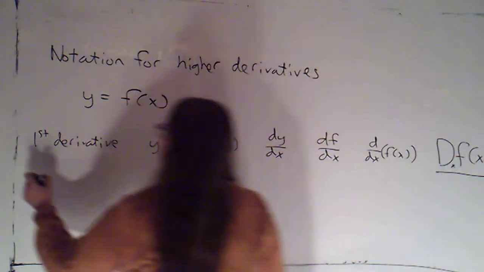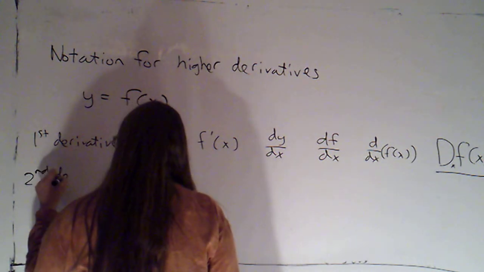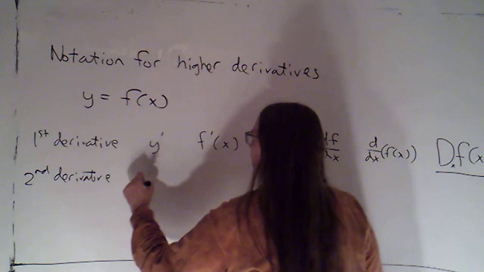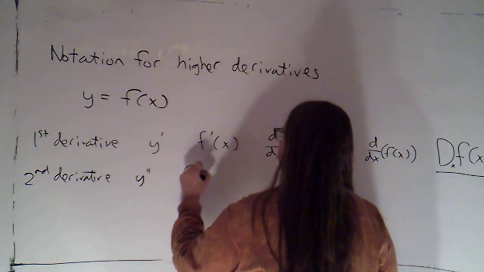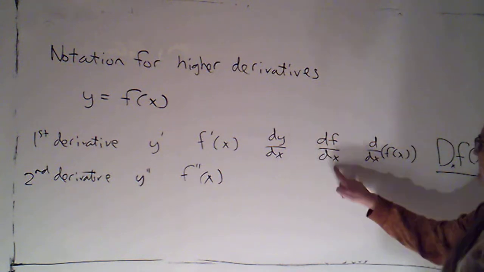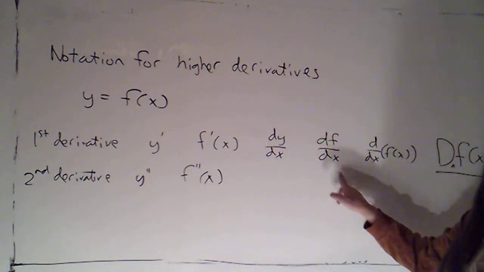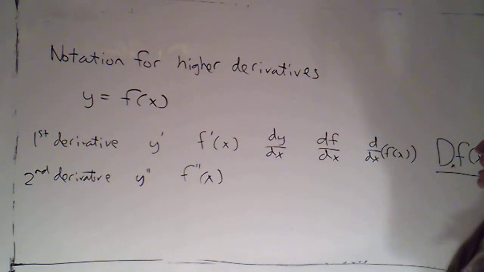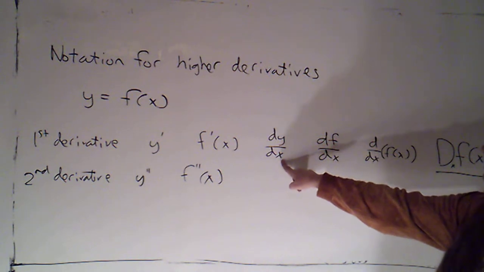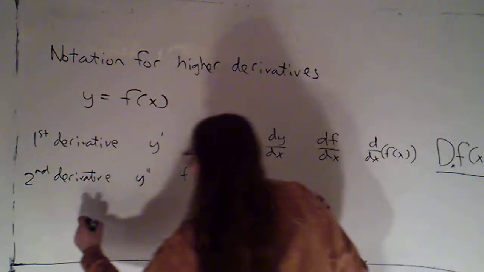Okay. If I go to a second derivative, well, that's just y prime, double prime. That's f double prime of x. Now with this differential notation is what we call this. What we're doing if we take the second derivative is we're taking the derivative of the derivative. So I'm just going to work that out here.